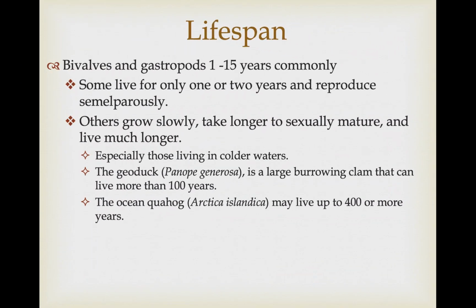So it looks like bivalves and gastropods can commonly live to 1 to 15 years. Now, some only live for 1 or 2 years and only reproduce once, so they're semelparous species, but many others are iteroparous, and so they grow slowly, take longer to sexually mature, and reproduce throughout their life. This is seen in a lot of cases, and this is particularly true of the long, slow growth and long lifespan in species living in colder waters. They can live more than 100 years. And the ocean quahog may live up to 400 or more years.